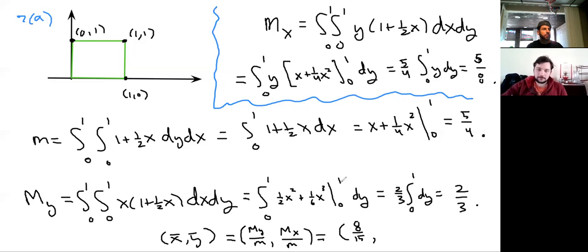And then what is 5/8 divided by 5/4? That's 20 over 40. So that's 1/2.